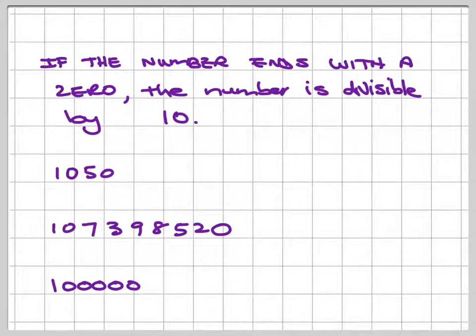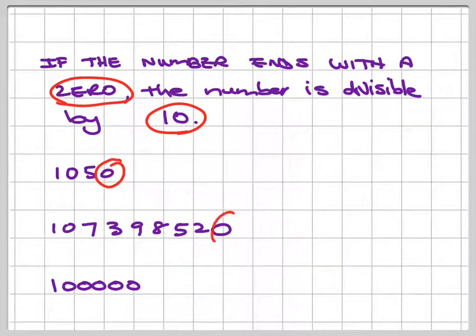Okay, if the number ends with a 0, the number is divisible by 10. And that's a nice easy one. We all know our 10 times table always ends in a 0. Okay, so that's a nice easy one to commit to memory.